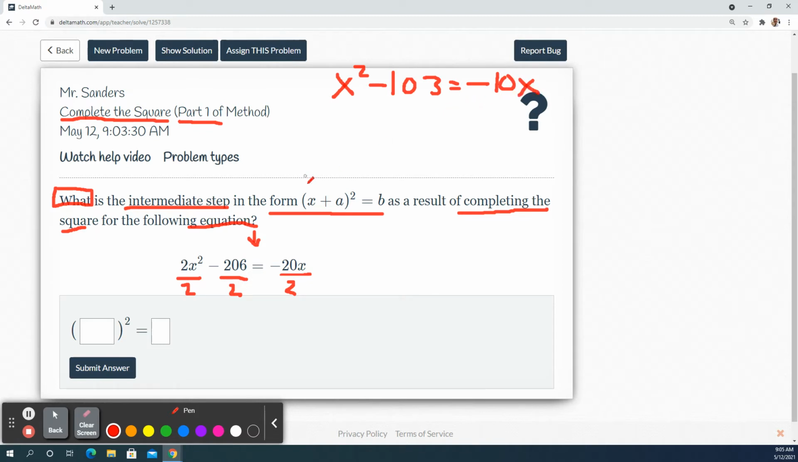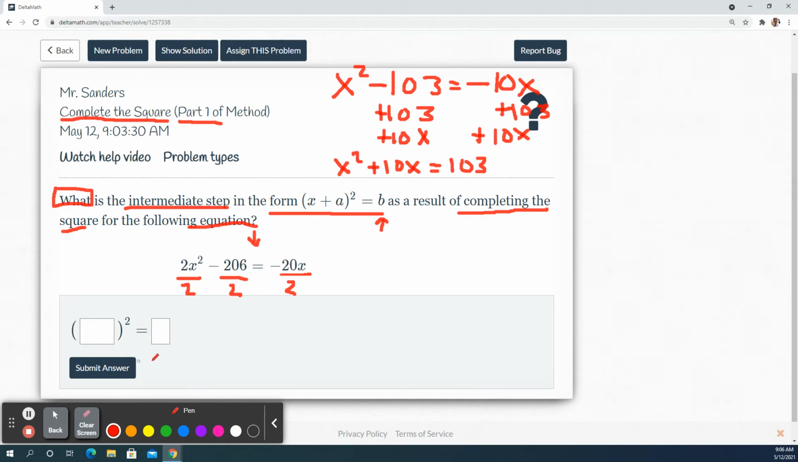All right. And they want it in this form right here where the constant is by itself. So we'll just switch those around. I'll add 103 to this side, add 103 to this side, and add the 10x at the same time. So basically it's moving it over to the other side. All right, so now we have x squared plus 10x equals positive 103.